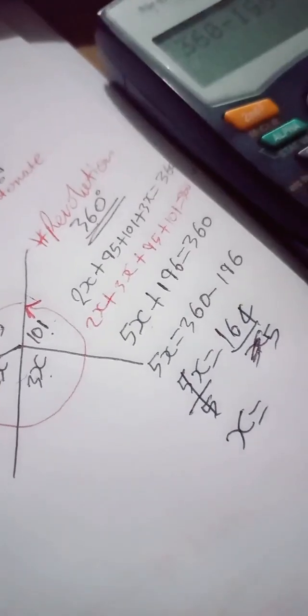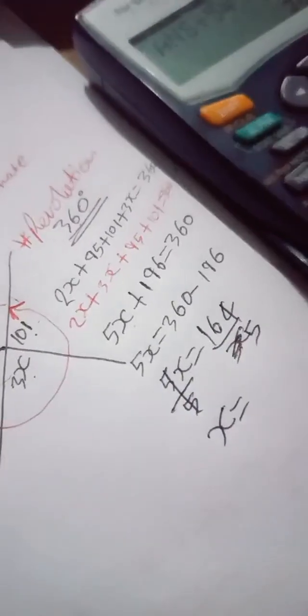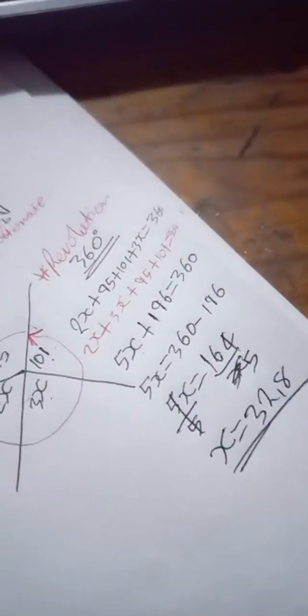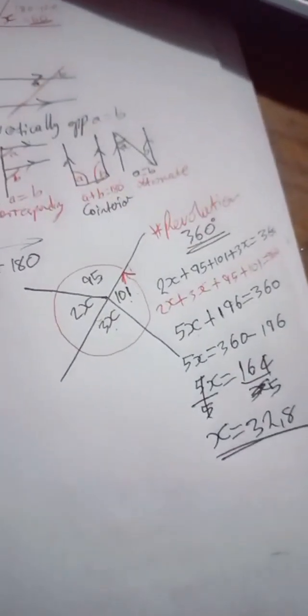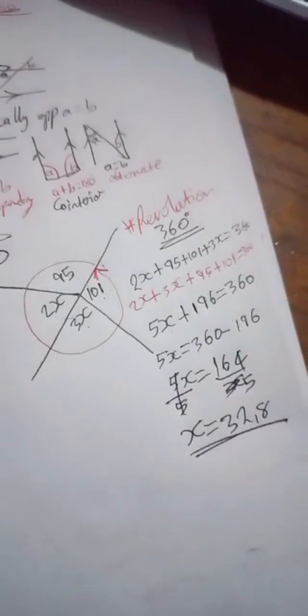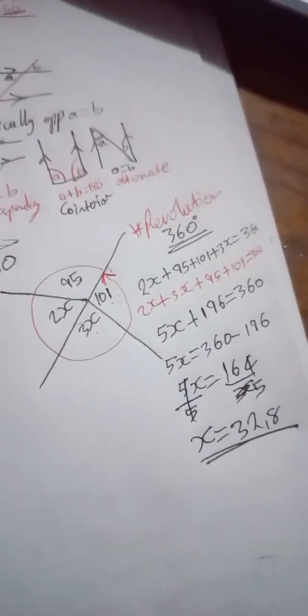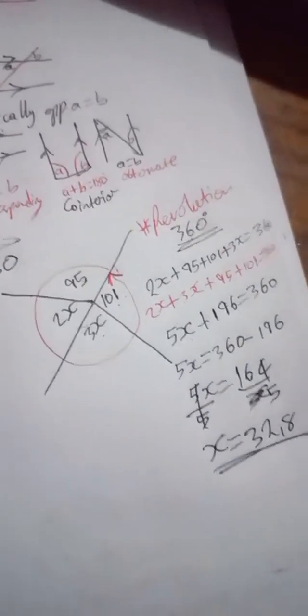164 divided by 5 is 32.8. So x is 32.8. Now we have found the value of x.